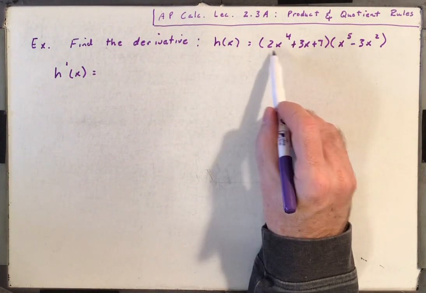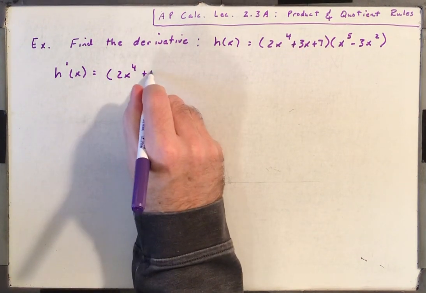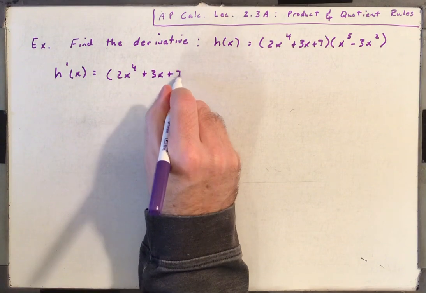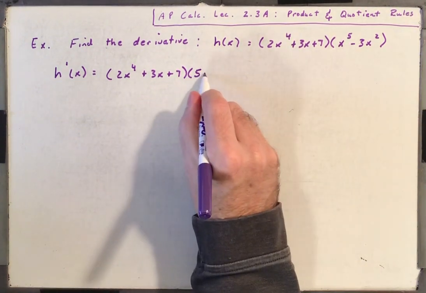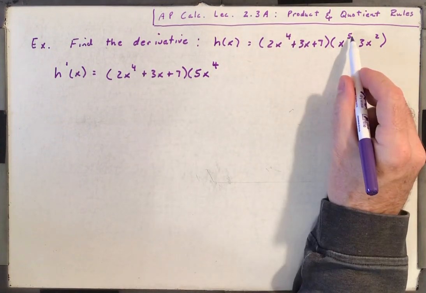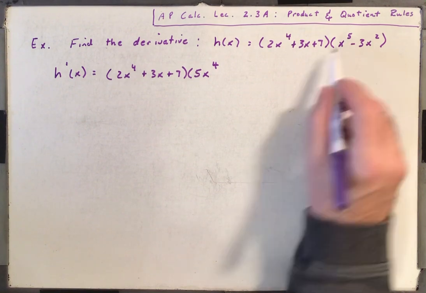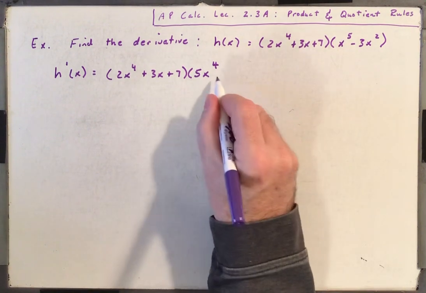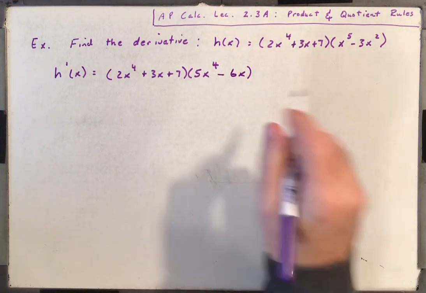With the product rule, we'll just do the first, 2x to the fourth plus 3x plus 7 times the derivative of the second, that's 5x to the fourth. Don't forget the exponent. I have students who know it, but what they do wrong is they'll say the derivative of this is 5x and forget the exponent. That's happened so many times. So minus 6x. So there's the first half.